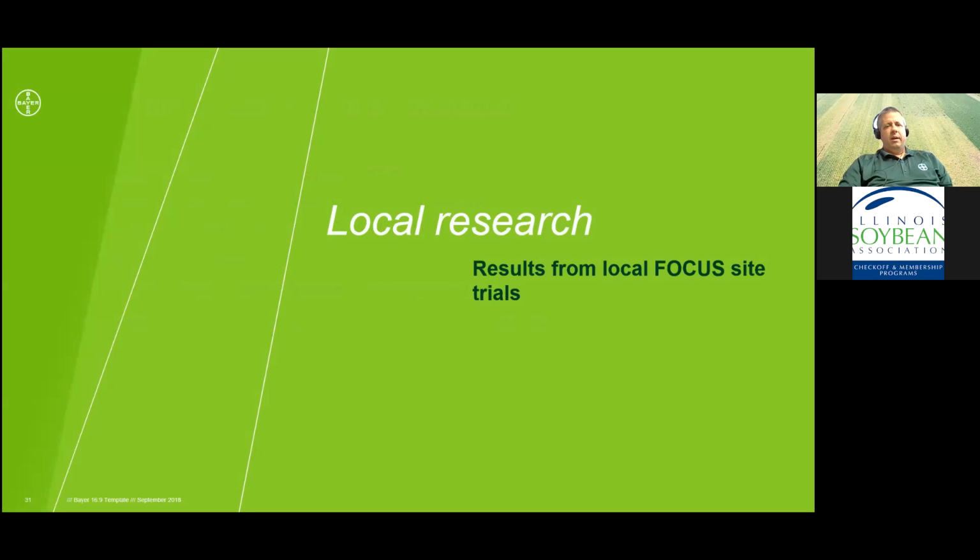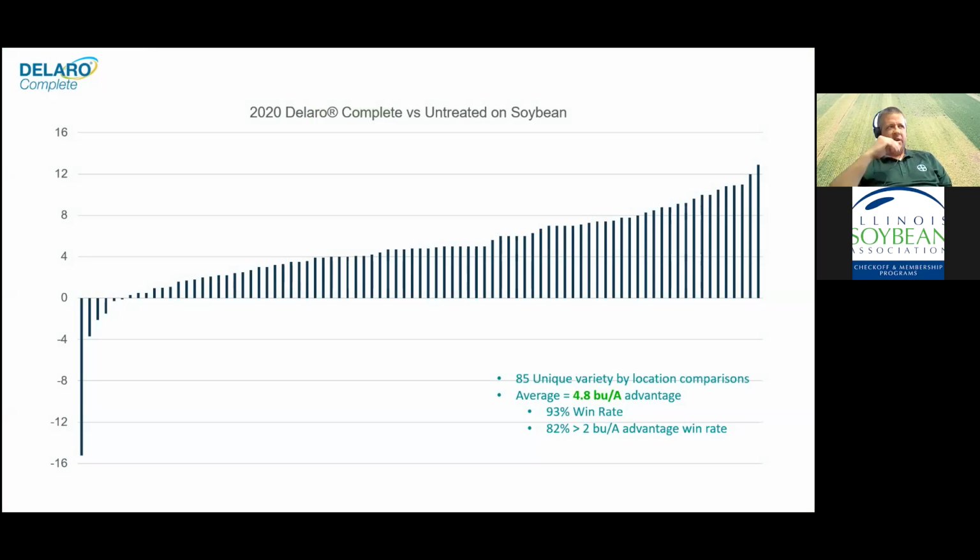So now I'm going to show a few slides of results from some of our local trials here in the state of Illinois, what we've seen from fungicide over the last couple of years. I'm going to start off with looking at a graph from 2020. This data set is 85 locations or variety by location comparisons. About 60 of those are in the state of Illinois, so this is about three-quarters Illinois data. So it's pretty local data.